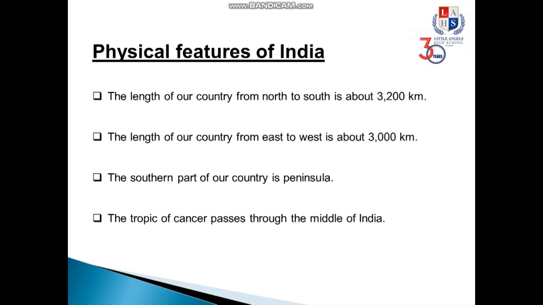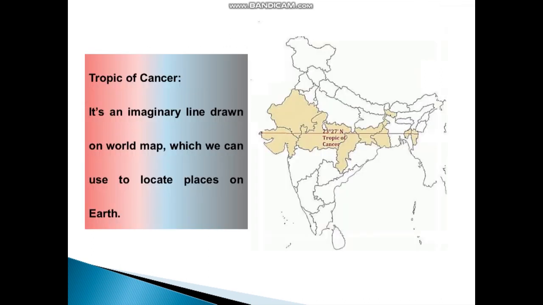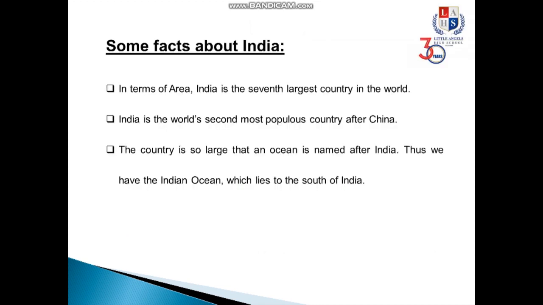The Tropic of Cancer passes through the middle of India. And what do we mean by Tropic of Cancer? It's an imaginary line drawn on the world map which we can use to locate places on Earth. It's an important line which helps us to locate places on this planet.